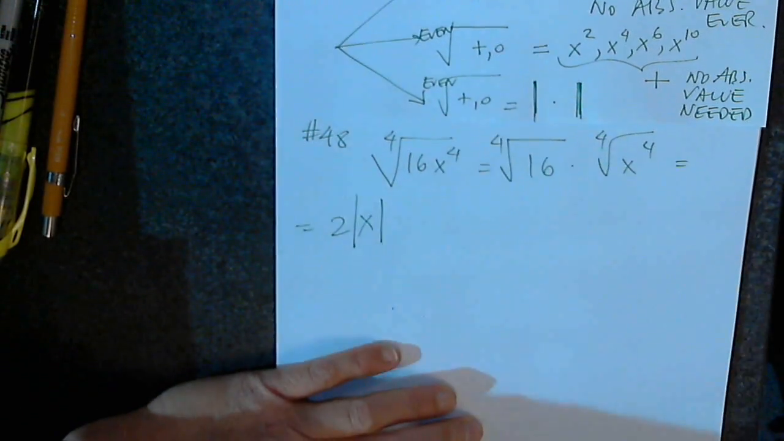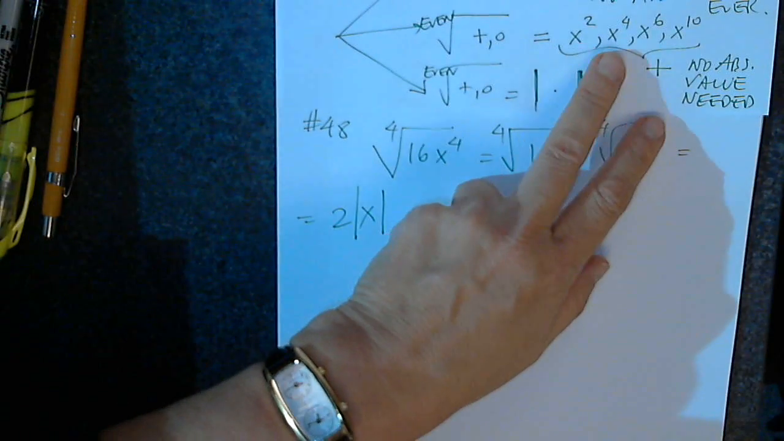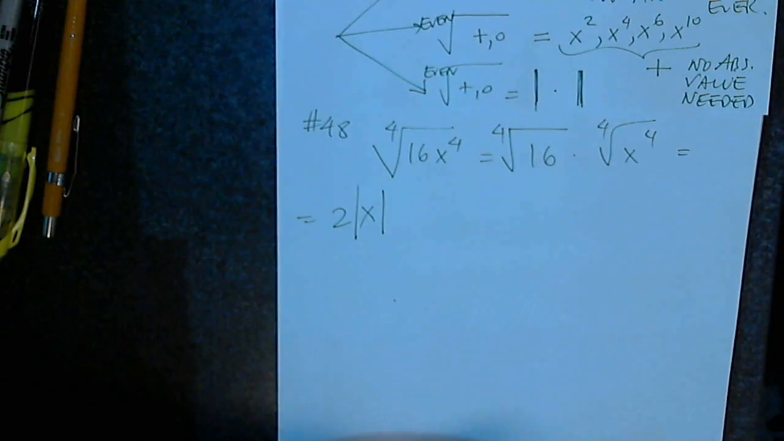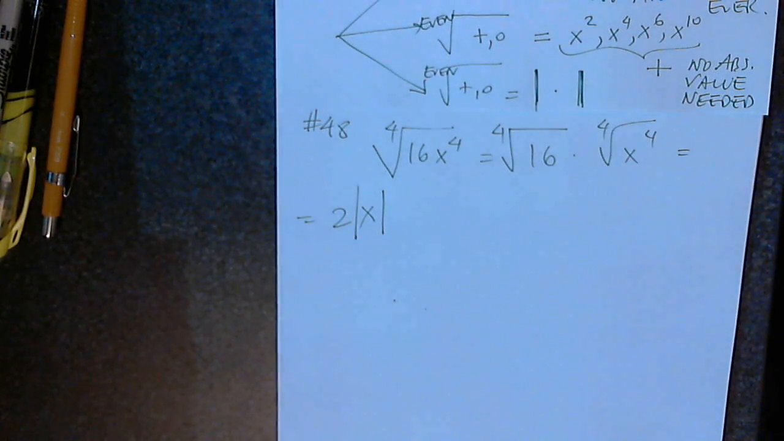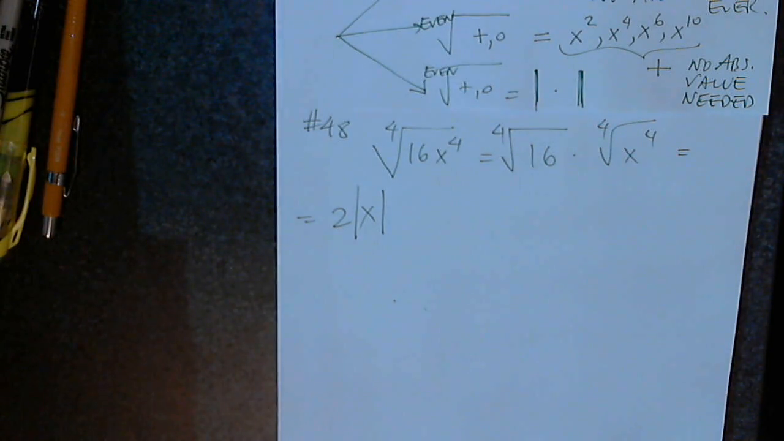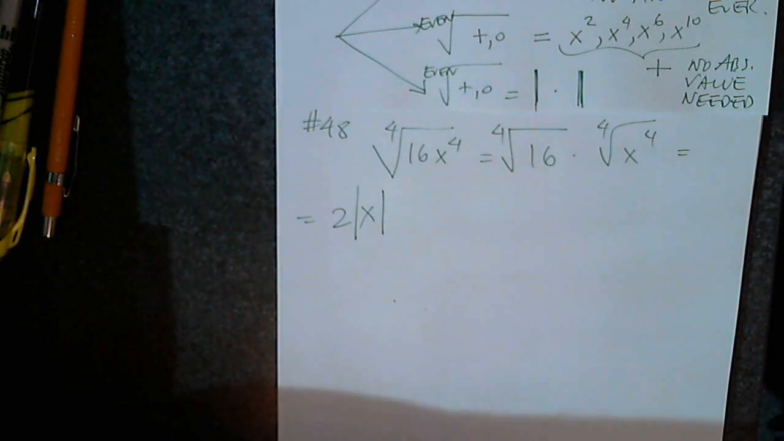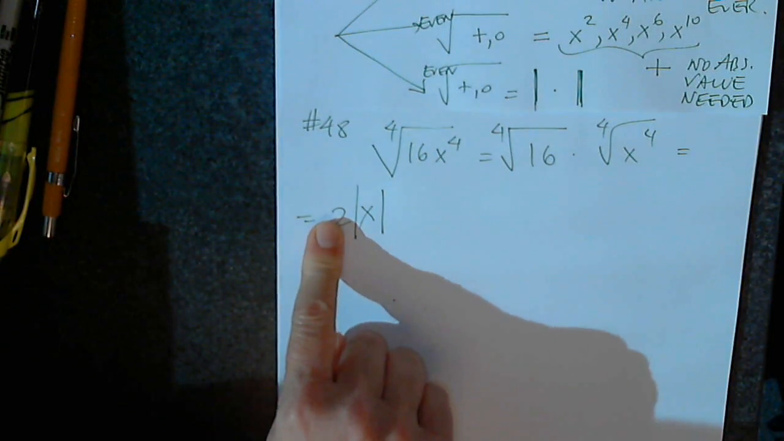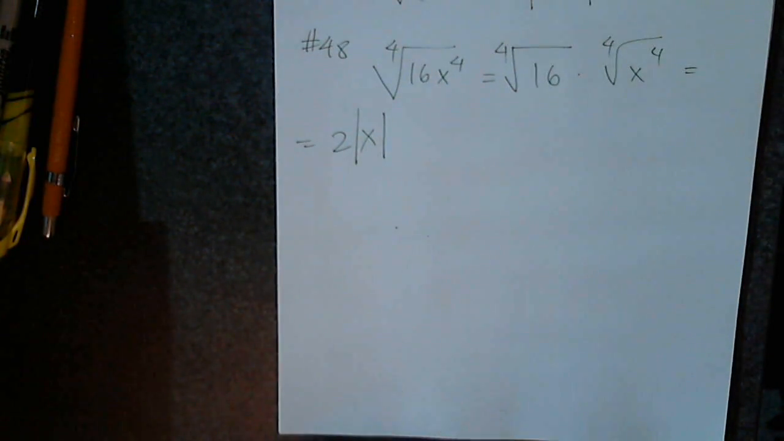Exactly. Because x could be negative. X squared, x to the fourth, x to the sixth, x to the 10th will never be negative. So if we multiply, we only put the absolute value around the x. That's why I need to split it. Because 2 does not need an absolute value. So if I hadn't split it, I would have put the absolute value on 2x. But there is no need on this. The only discussion is here. Good. What about 53?